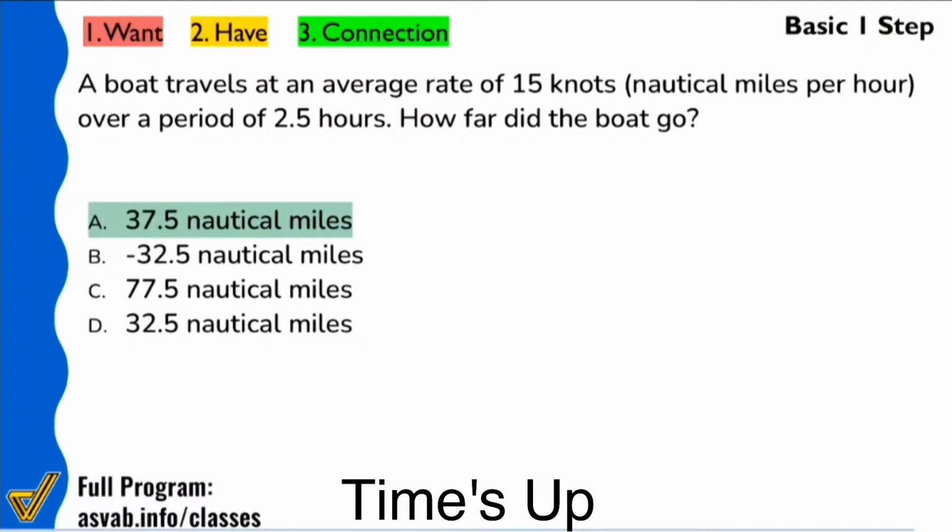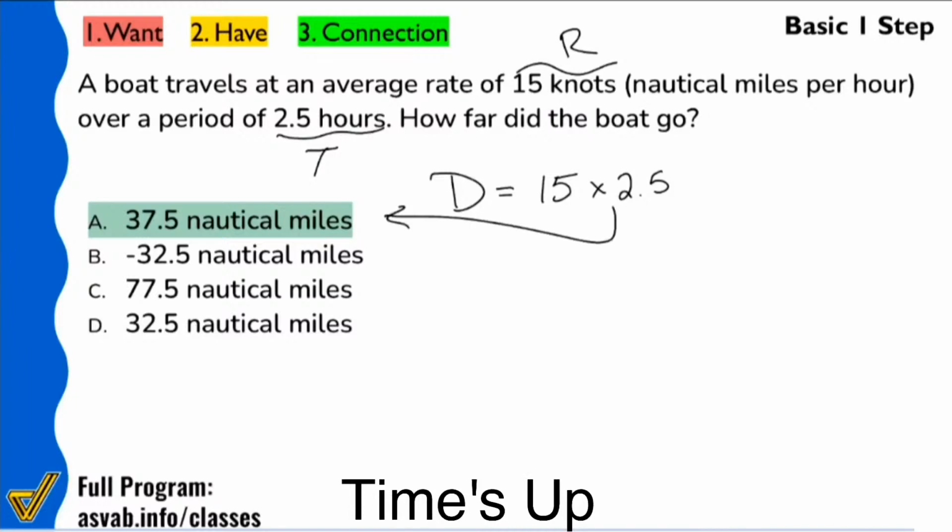Again, the setup would have been, we're looking for the distance. We are given the rate right here, and here's the time period. We're looking for the distance. And so that would be 15 times 2.5, and that's what would eventually get us to our answer.